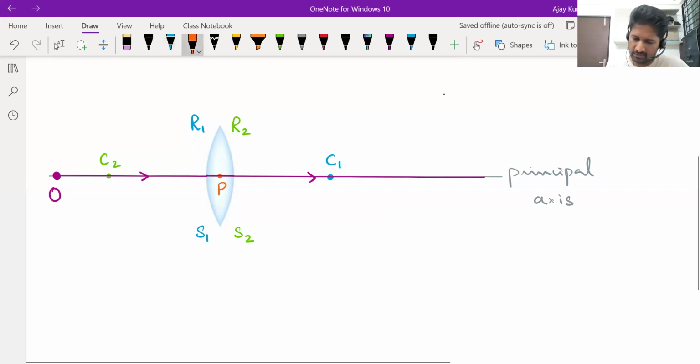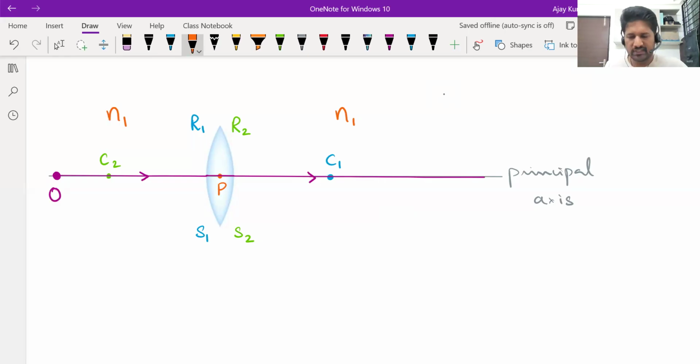Okay, the refractive index of the medium outside the lens, let's call it n1, on both sides of the lens. And inside, I mean the material with which the lens is made, it could be glass, it could be plastic. Many possibilities are there. It can be filled with water also. Let's call it N2. So the outside medium refractive index is N1, the lens material refractive index is N2. Both the media allow light to pass through them.